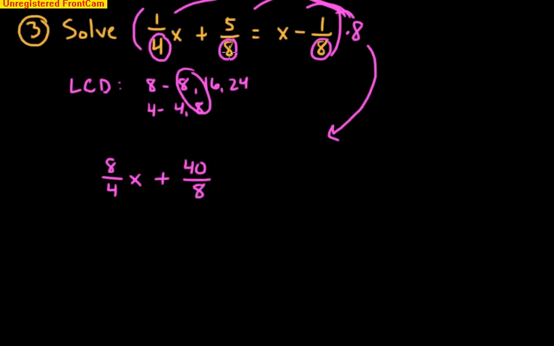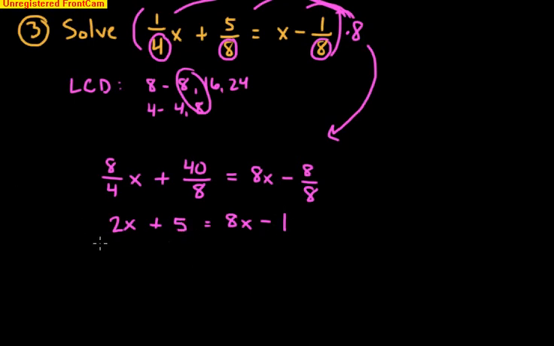And again, the 8 goes on the bottom. Equals x times 8 is 8x. And then this is going to be a minus, and then it's 1 times 8 up top, and that's 8. And the 8 on the bottom stays the same. So now we can simplify this. 8 divided by 4 is 2x, plus 40 divided by 8 is 5, equals 8x, minus an 8 divided by 8 is just 1. And now this is very similar to the problem we just did.